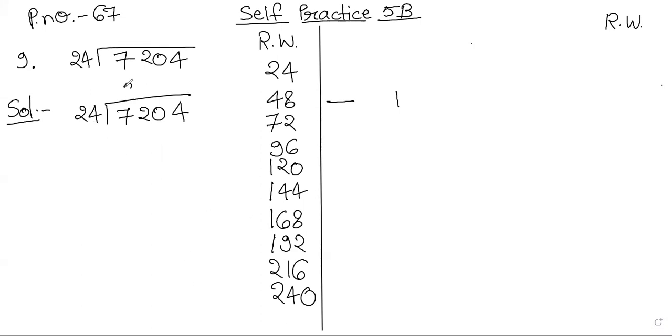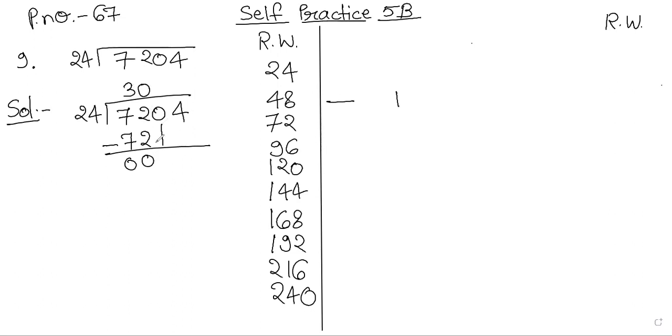Very good. In 3 times we can divide. 24 3s are 72. So 3 we will write in the quotient part. Now subtract 72 minus 72. What is left? 0 is left. Now we know that 0 is smaller than 24. It means it is not divisible. If the number is not divisible, we will write 0 in the quotient part.